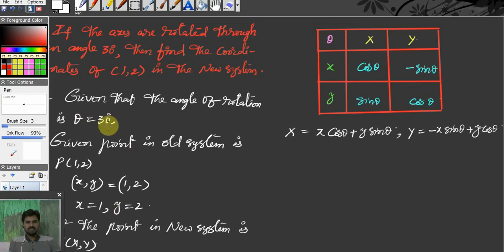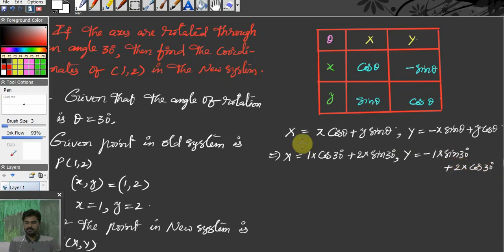So given theta is 30 degrees and small x is 1, small y value is 2. We have these values, you can substitute here. Small x is equal to 1 into cos 30 degrees plus y, which is 2 into sin 30 degrees. The same process, capital Y is equal to minus x, which is 1 into sin 30 degrees plus y, which is 2 into cos 30 degrees. You can write the values of sin 30 and cos 30 here.